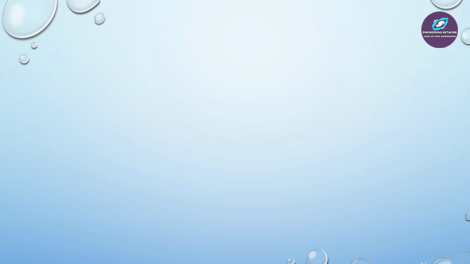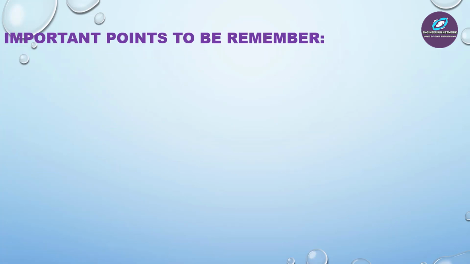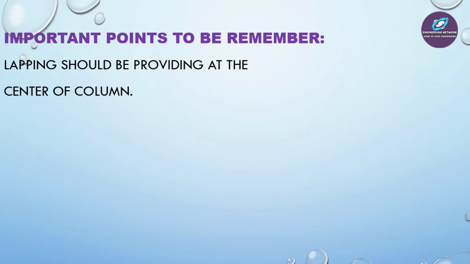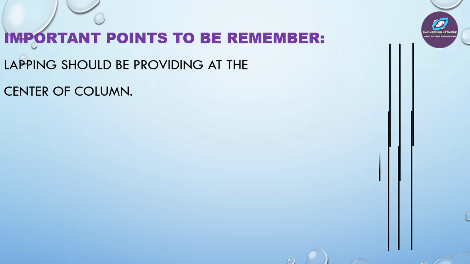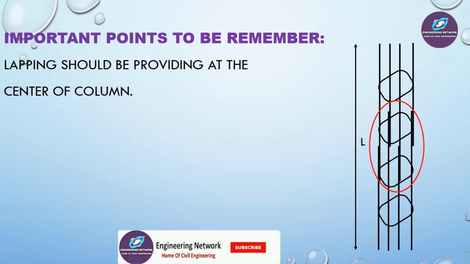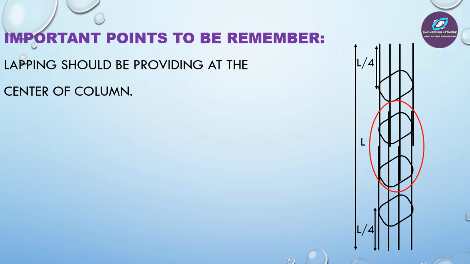Now there are some important points that you must remember for column lap length. The first one is lapping should be provided at the center of column, because the bending moment at the center of column is 0, so try to lap at the center. Now the question arises, where exactly at the center will we provide the lap? Let me explain that. For example, if the length of the column is L, then we divide the length of the column in 4 equal parts. Excluding L by 4 from top and bottom, the remaining length or area is called lapping zone, and in that lapping zone you can provide lapping.